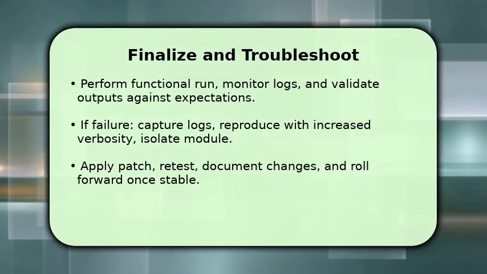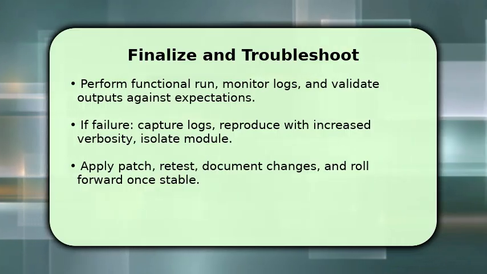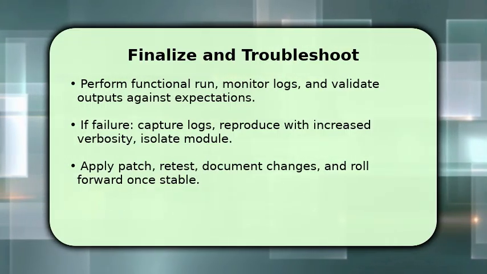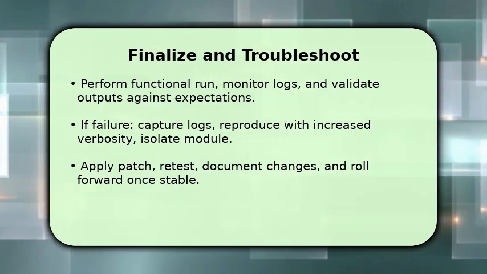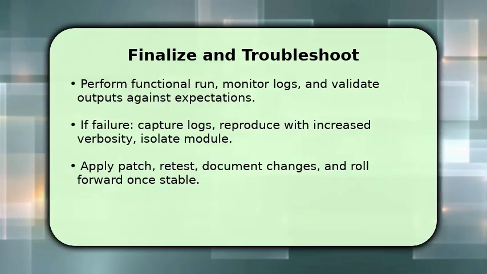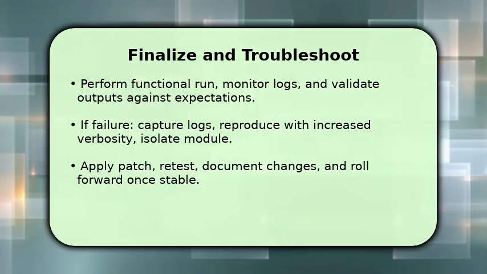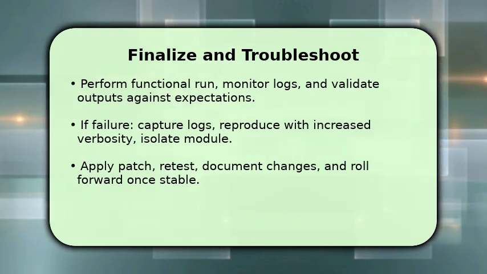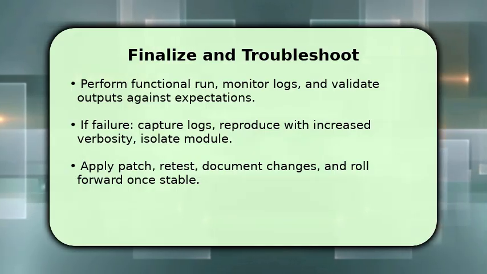If something goes wrong, capture logs immediately, reproduce the issue with increased verbosity, and isolate the failing module to narrow the root cause. Apply a focused patch, retest the sequence end-to-end, and document every change. Once results are stable, roll forward the update. A single key tip: if timing-related faults appear, add instrumentation to reveal race conditions.